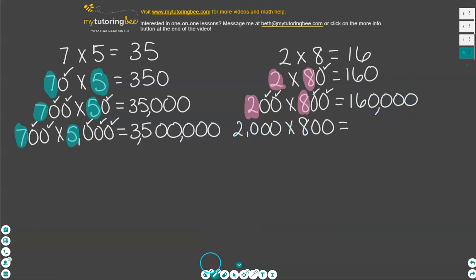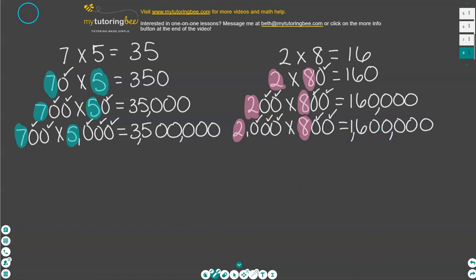Now we've got 2,000 times 800. Again, we're going to focus on that 2 and that 8, which is 16. And then we've got 1, 2, 3, 4, 5 zeros. And then I'm going to add in my commas.